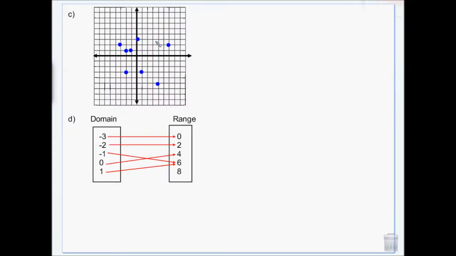Looking at a graph to tell if something's a function or not. I've got all these points. This x right here, -2, this x has 2 y's. Do you see that? So I could do this whole thing and I could find the coordinate pairs and I could make the domain range mapping, but because I have 2 y's on the same x line, it's not a function. So I don't have to do all the rest of it.